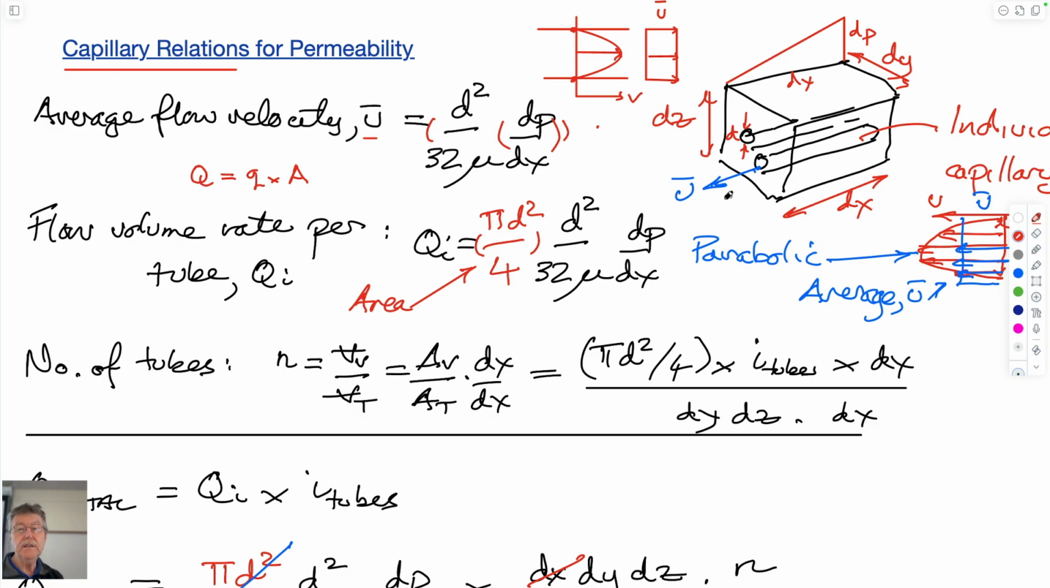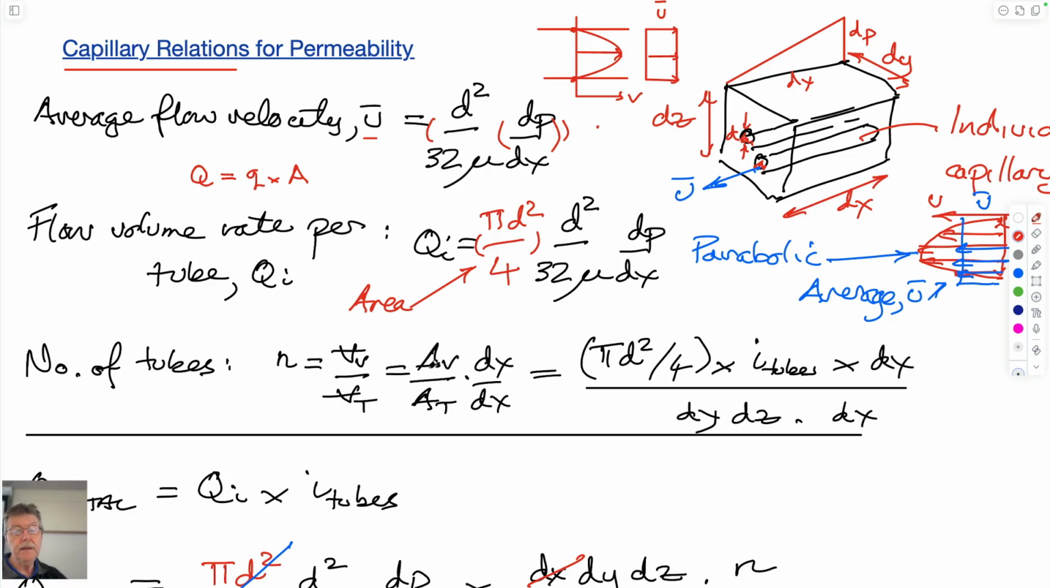And so what we need to do now is define the porosity as the volume of voids divided by the total volume. The volume of voids is going to be the area of the voids, which would be all of these individual cross-sectional areas of the red, AV, multiplied by the length, which would be the volume. And the total volume of the cube would be this face multiplied by the length of flow. So we can get each of those.